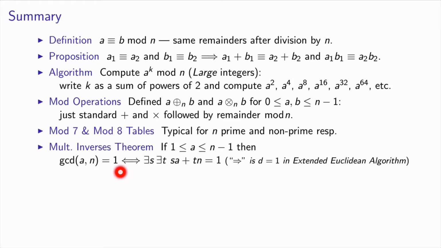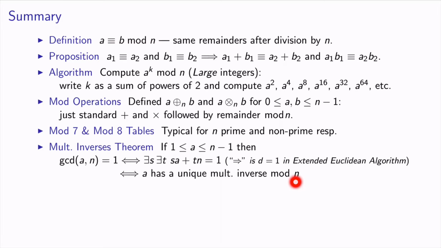And that was quite easy to prove, because if we have any divisor of a and n, then let's call it d, then d must divide this number, and so therefore it divides 1, and the only way a positive integer can divide 1 is if it's equal to 1 itself. So that means the greatest common divisor is in fact 1. We then saw that under those circumstances a has a unique multiplicative inverse modulo n.